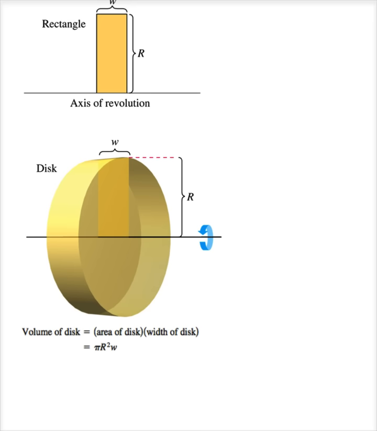So let's start with a disk. If I give you a disk and it has a thickness W and a radius R, then that volume is going to be the area of this side right here, and this is a circle. So the volume is going to be the area times the width, right? And what's the area of a circle? Well, that's just pi r squared.